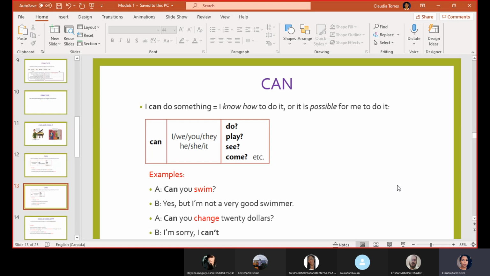And here we have the question forms, right? Here you only switch the modal verb with the subject, so instead of I can, it's can I, and the base form of the verb and the question mark. And here you have an example. Can you swim? Yes, but I'm not a very good swimmer. That's another way to answer. That's Chris. Yes, that's the answer I want, because you have yes and no.